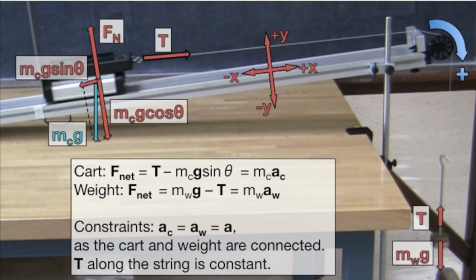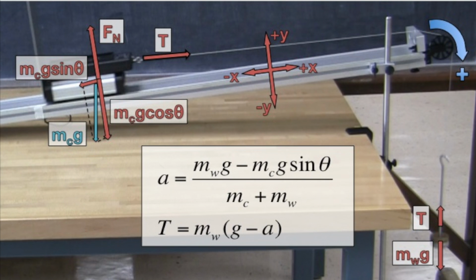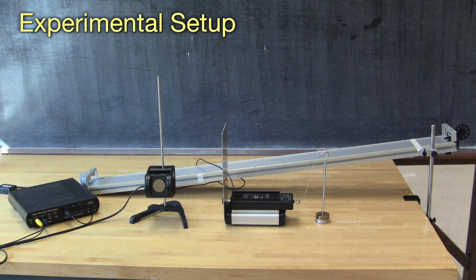Now we can write our equations for the net force acting on the cart and the weight in the direction of the string. The accelerations of these two objects must be equal as they are connected and will move together. We can then solve these two equations for the acceleration and the tension. We will use these expressions to calculate the acceleration and tension we will measure later in the lab. Using our value for the acceleration, we will also calculate the expected final velocity of the cart when the counterweight hits the floor. Now we will prepare our experimental setup in order to take data.